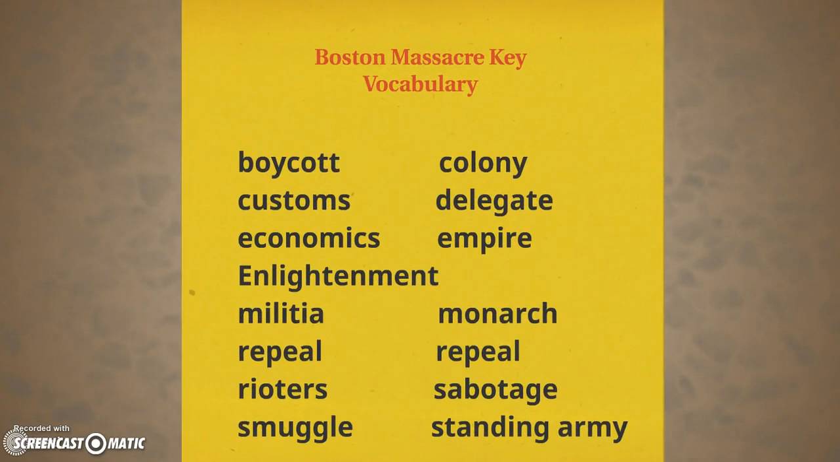Before we hop into that information, I want to make sure that we go over some of our key vocabulary for this lesson, and we've already touched on a lot of these words. Boycotts, colonies, customs, we talked about all of these in our last few lessons. Economics, we talked about too. In some of your documents, you might see the words empire, monarch. Those words are referring to the British government. The monarch is the king of England. When they talk about those words, they're talking about the British government. I see that I have repeal on there twice, which I'm sure they wanted to repeal everything.